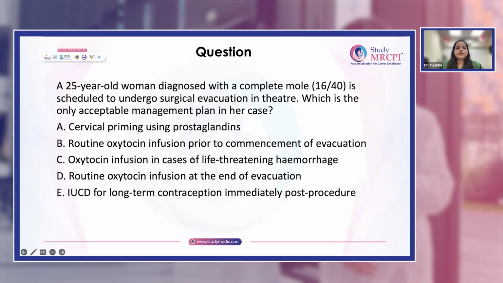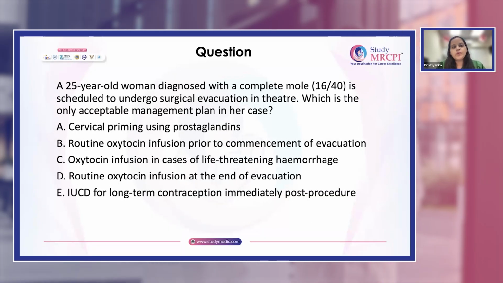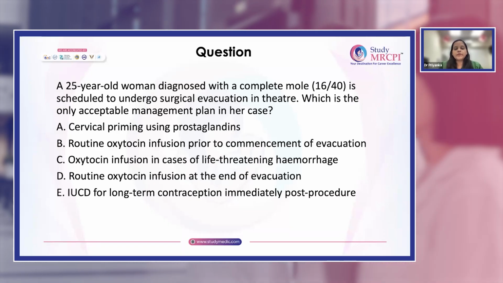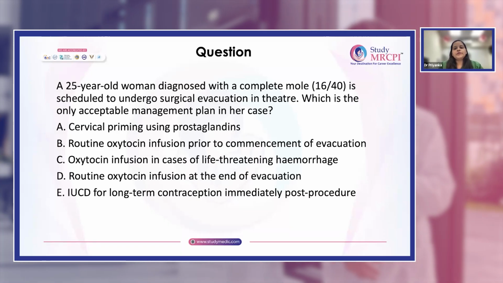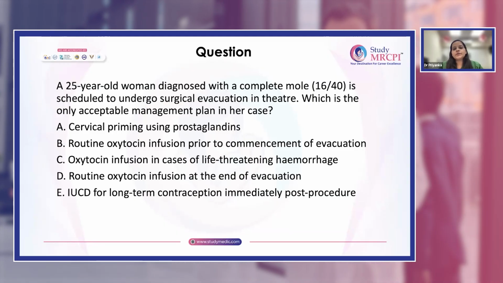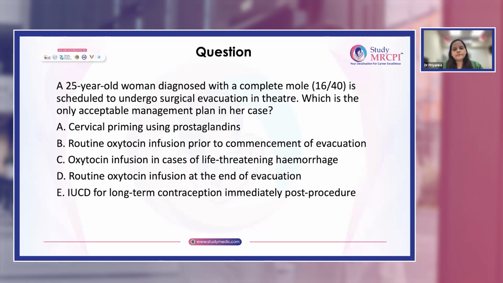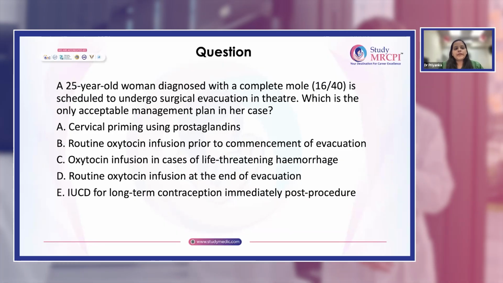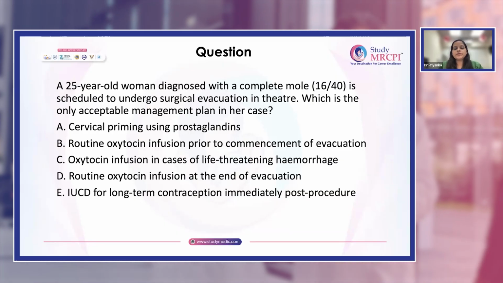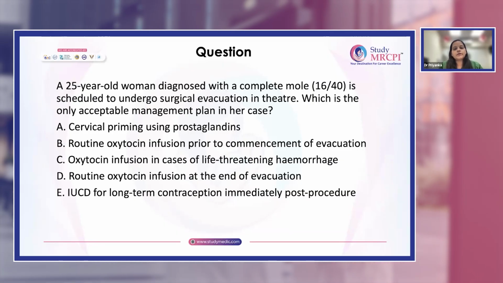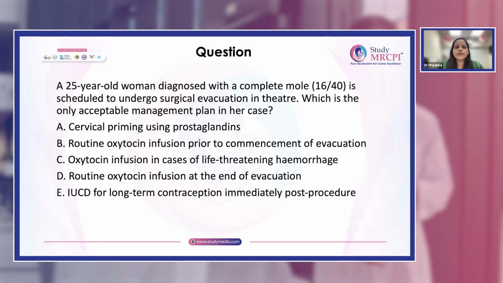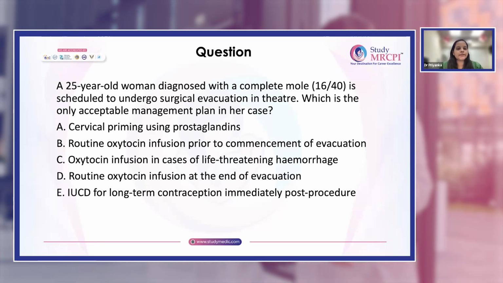So now this is the next question, where there is a 25-year-old woman who is diagnosed with a complete molar pregnancy and is scheduled to undergo surgical evacuation in the operation theater. So we know the management of complete mole is surgical evacuation. So now she's undergoing the procedure, and which is the only acceptable management plan in her case?